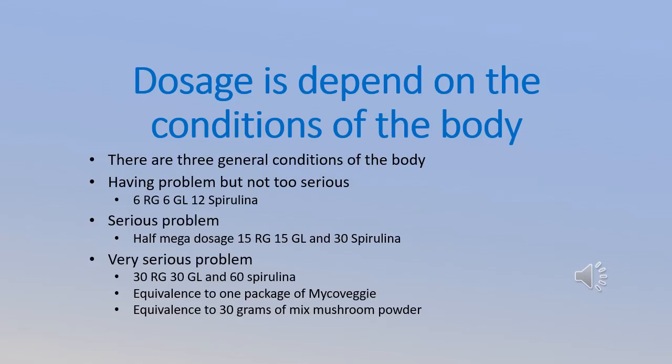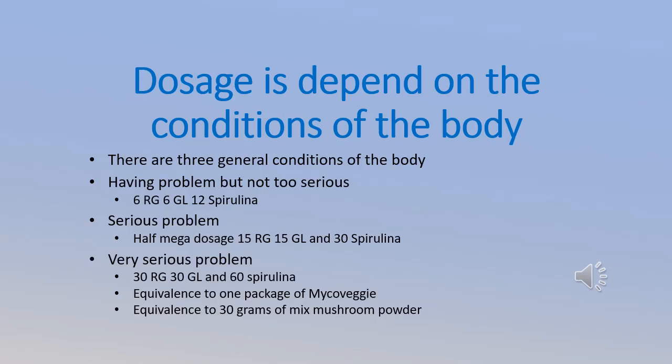We treat the body. So when we treat the body, there are only 3 conditions. First is a general condition: they're having a problem but not too serious. Then normally we take 6 Rg, 6 GL and 12 spirulina. Spirulina is only a helper; sometimes people can even skip the spirulina, or take just 6. The spirulina is not so critical, but Rg and GL are critical. So you take 6 Rg, 6 GL, and 6 to 12 spirulina.